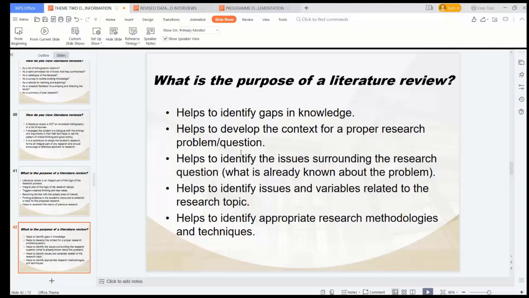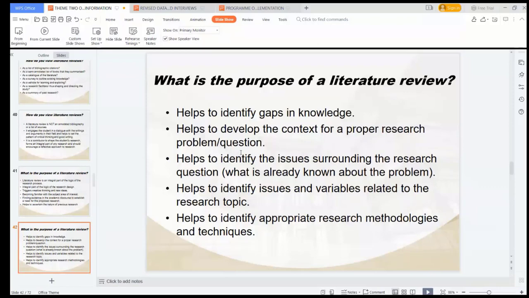It helps to identify the issues surrounding the research question. It helps to identify issues and variables related to the research topic. What do we investigate? What variables can we investigate? Then it only emerges when you do your literature review. And this is the reason why I say don't go to collect data in the field before you read your literature, because by then you would not have understood the variables. You will understand the problematic areas that need more probing, areas that need more questions, so that the gaps can be closed in terms of the problem statement.